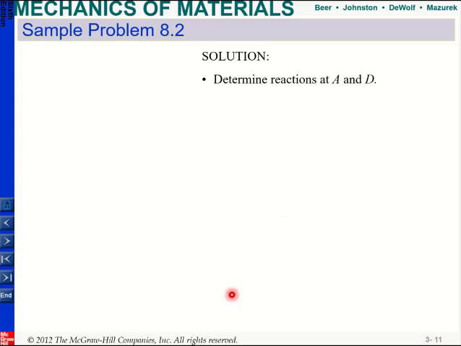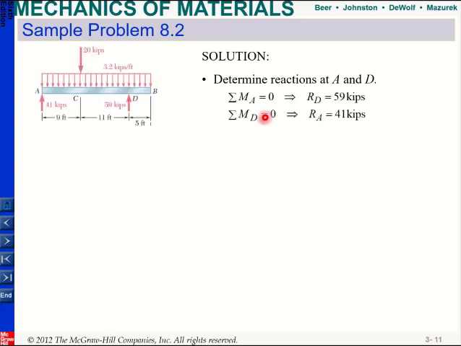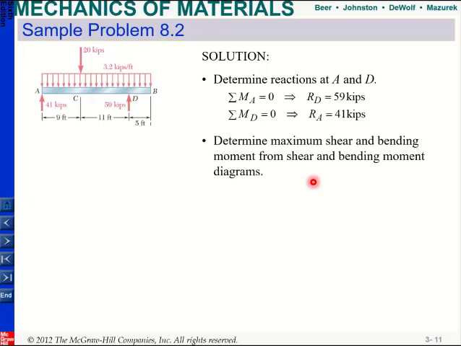So the first thing is I need to determine my reactions. Again, I'm not going to go into details, but you can take a moment at A and find D, and then you can take a moment at D and find your A. If you do that, these are your reactions. Okay. And then I need to draw my shear and moment diagrams.